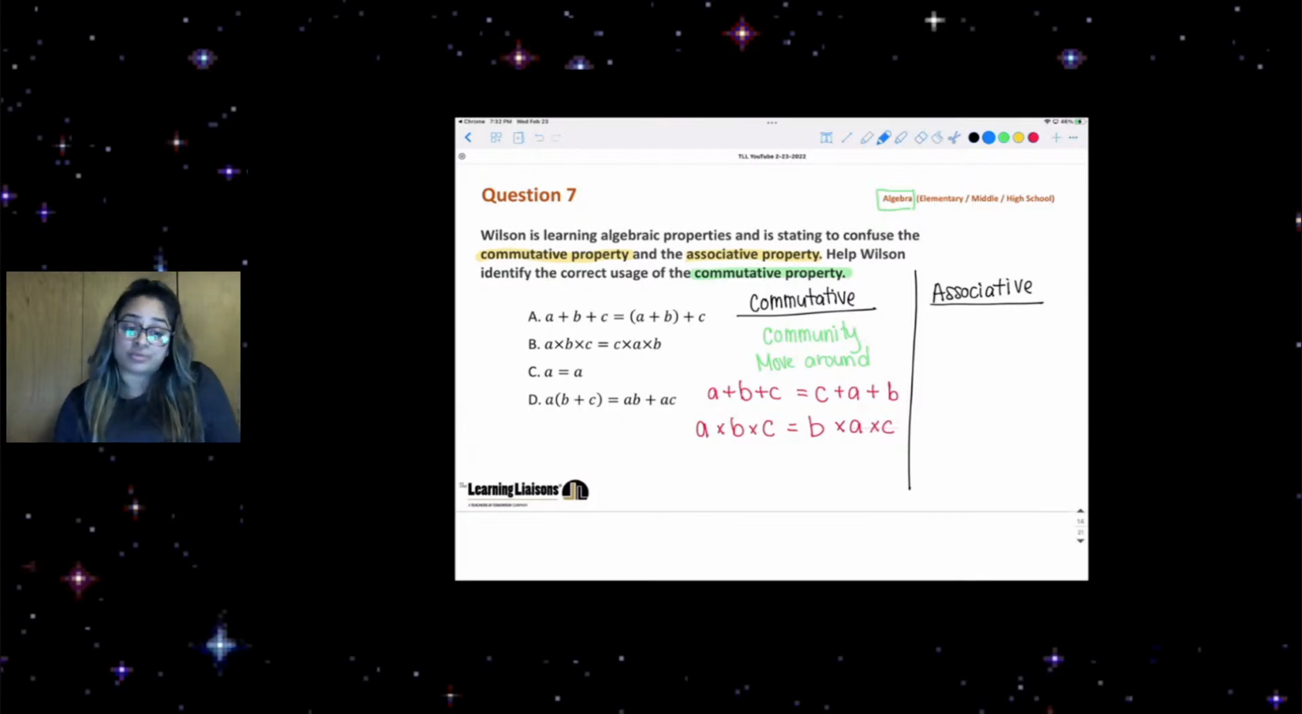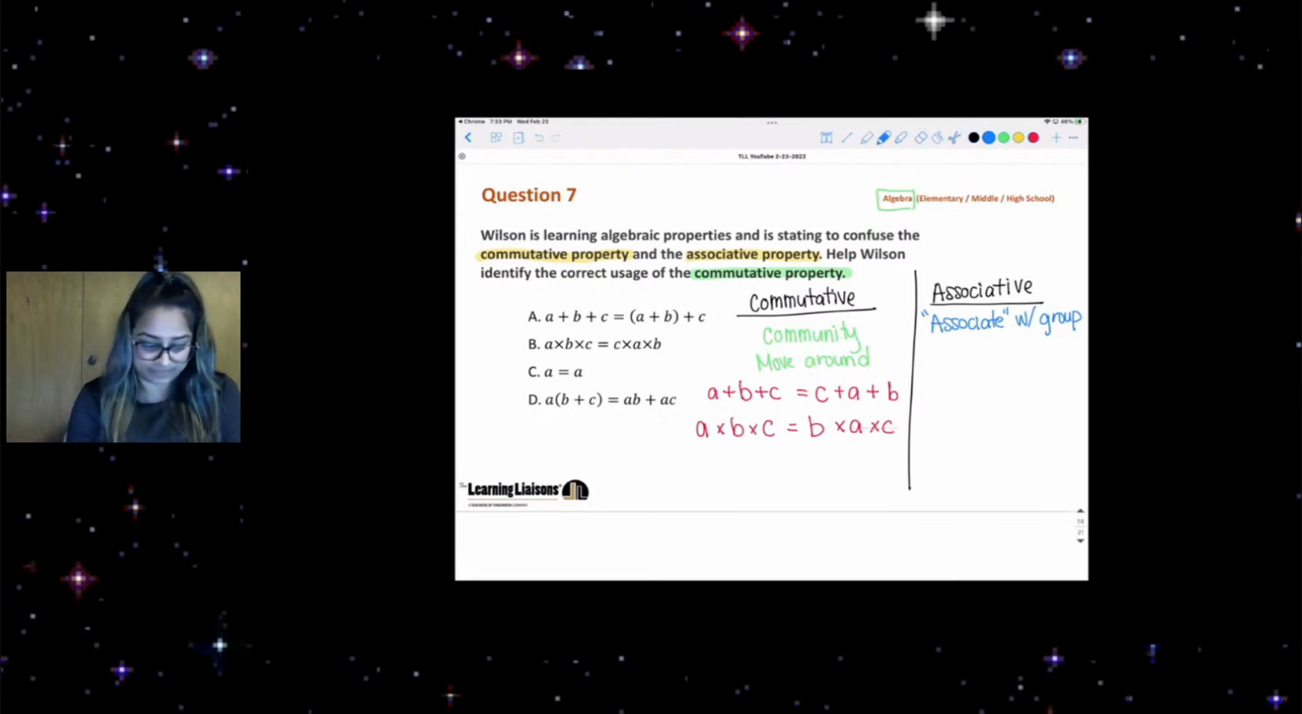Okay, so what do I know about the associative property? Well, the associative property reminds me of being associated with a group. Why do I say associate with a group? Because it's like regrouping yourself. The regrouping here is used loosely. Regrouping does not mean take from one to put to the other. It's just how you arrange yourself, the group that you're with. So I'm going to use that term loosely.